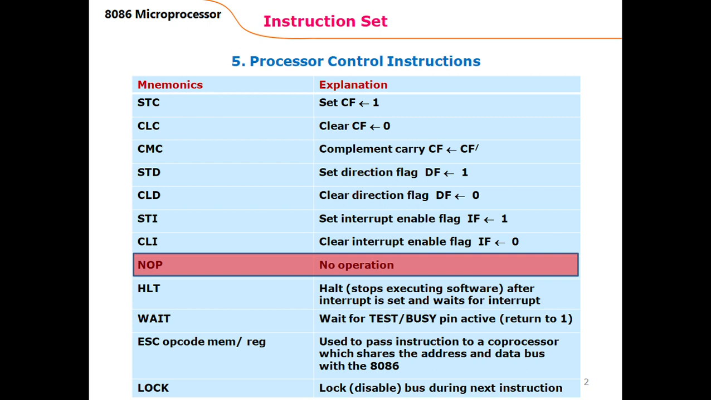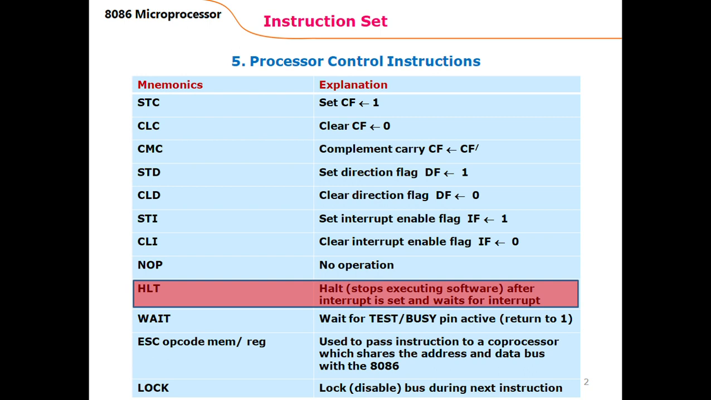Nowadays, this instruction is not a very good calculation or source of adding delays, because the delays are not that accurate. Halt instruction stops execution of the software when the interrupt is set. If interrupt is set, then this instruction will stop executing software until an interrupt happens.